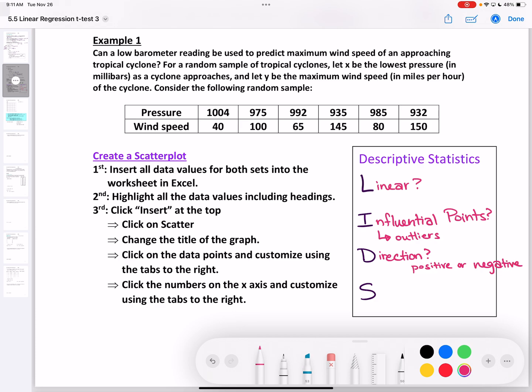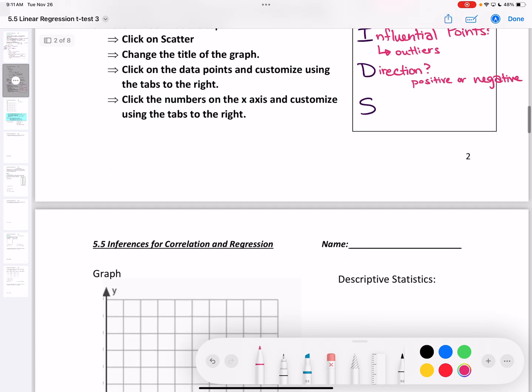And then the last one stands for strength. The way that you determine the strength is the R value. Now, the R value is called the correlation coefficient.